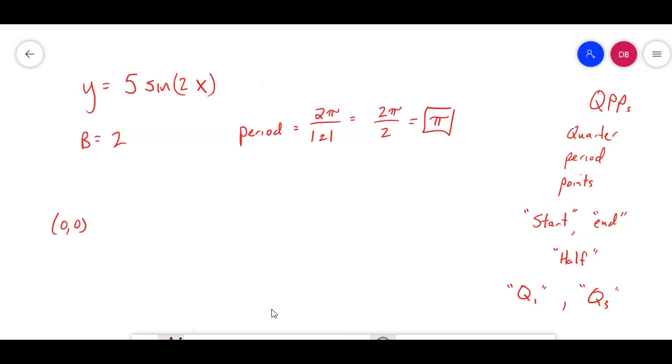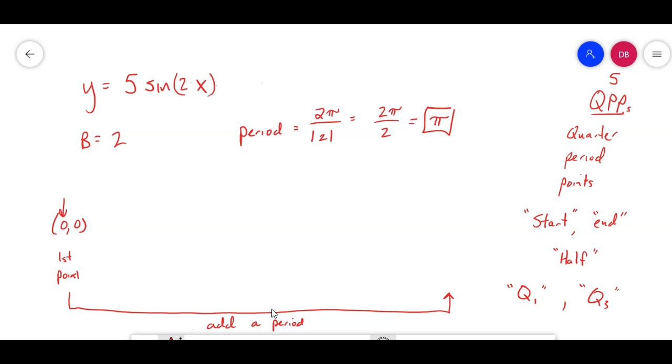So this is my first point in these 5 quarter period points. There's 5 of these. So that's the first point. The last point, the 5th point, will always come from adding a period. The period is pi. You add that to the x coordinate. When you do that, you'll always land back on the midline. The first point for sine is on the midline. The last point is on the midline.